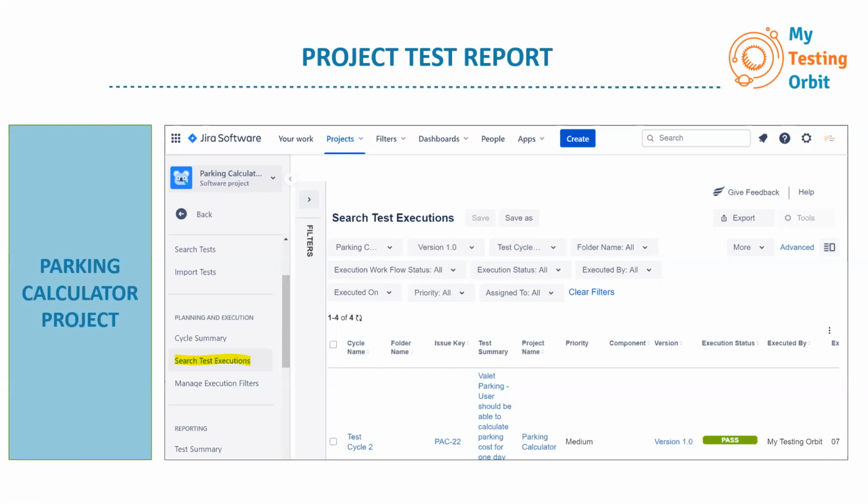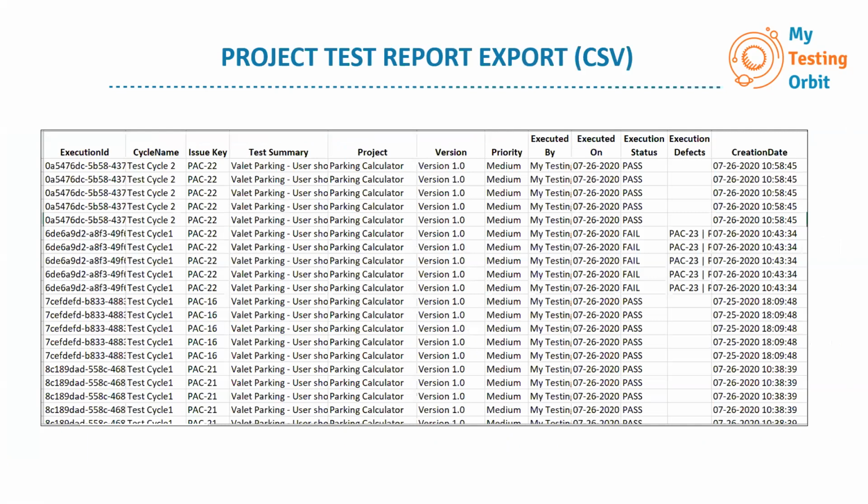So I exported in CSV format, and this is how it looked. It's the same thing, but in a tabular form, and it shows an execution ID, which is auto-generated. Then what were these cycles? If you can see cycle 1 and 2, both of them. Then what were the issue keys? These were the issues against which the execution was done.